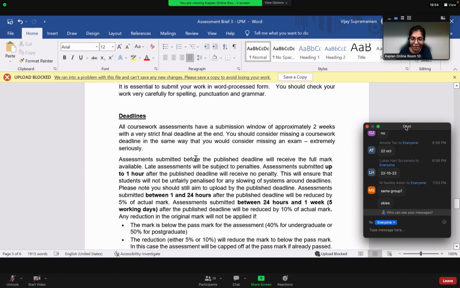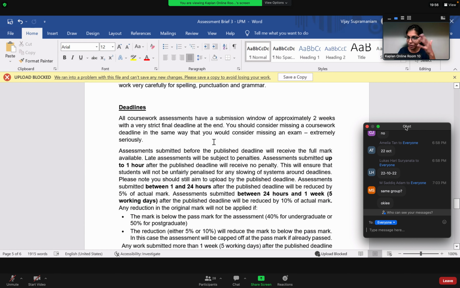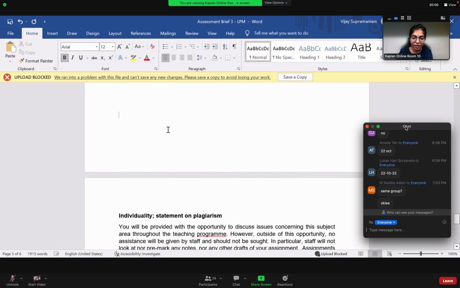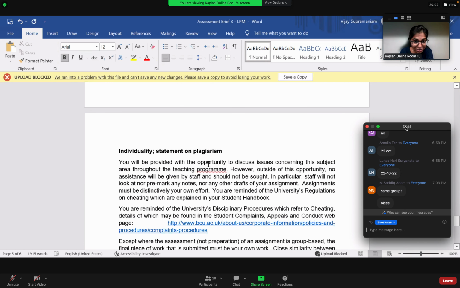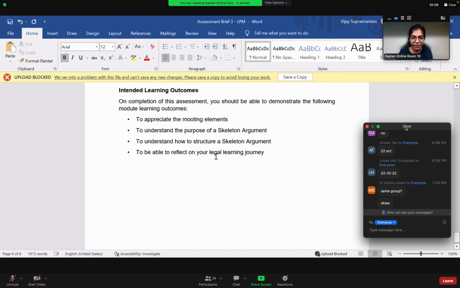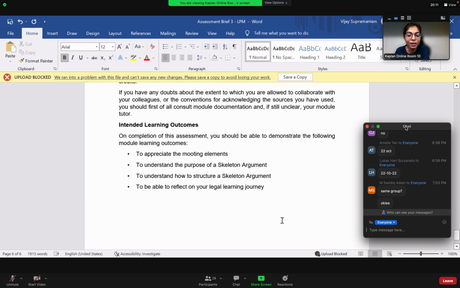Take note of your deadline given for mooting, the wills and draft here. Please read the other instructions. The plagiarism instructions are the same, all right? And what are the intended learning outcomes here? Okay? So now you tell me, are you clear with the methods of assessment? Do you have any questions that you would like me to address about your assessment?